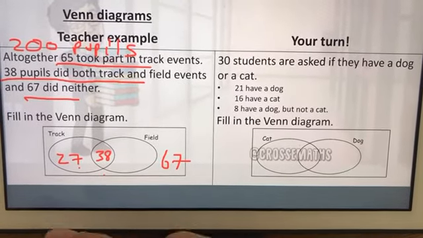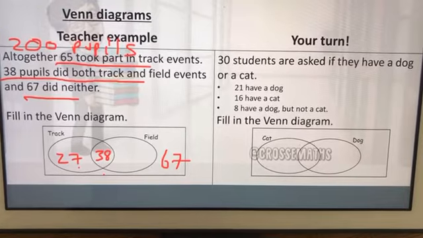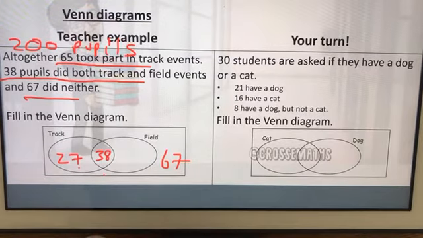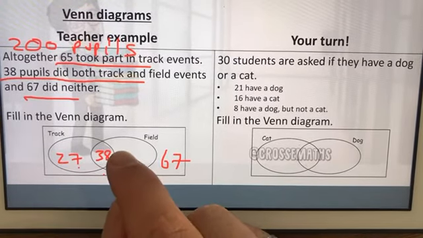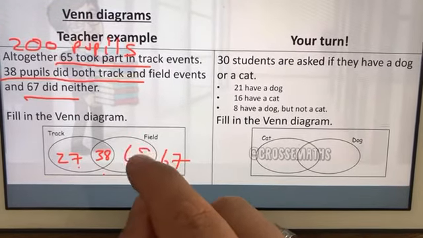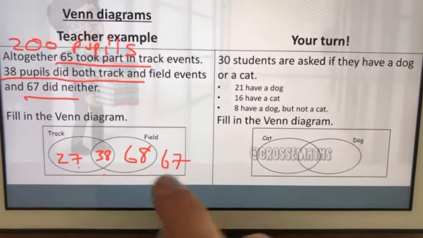and if it's 200 people altogether, 65 and 67 is 132, and if I take that away from 200 people altogether, 200 take away 132 gives me 68 people that did just field. Okay, and that's how you fill one of those in.